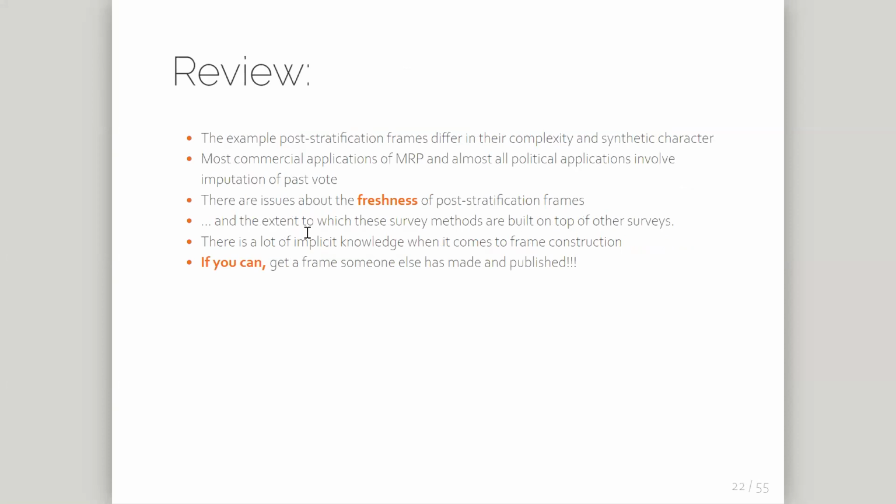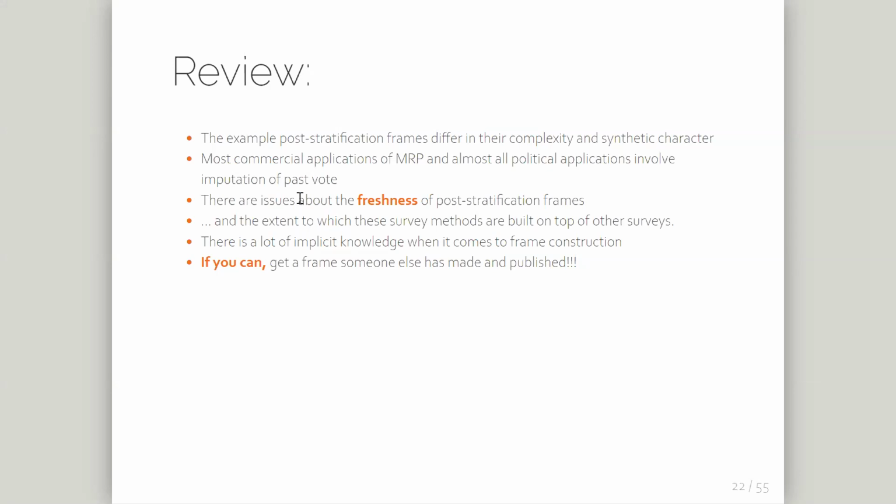Generally, post-stratification frames are going to differ not only in complexity and number of rows in the frame, but also in the volume of modeling that's gone into generating that frame. My impression is that all applications of MRP for vote intention polls, and most applications of MRP for social science questions, involve some degree of imputation of past votes. That's necessary. There's never going to be a census which asks people how they voted in a past election, but past vote is a really powerful predictor for most of our purposes. And so imputing it is really helpful.